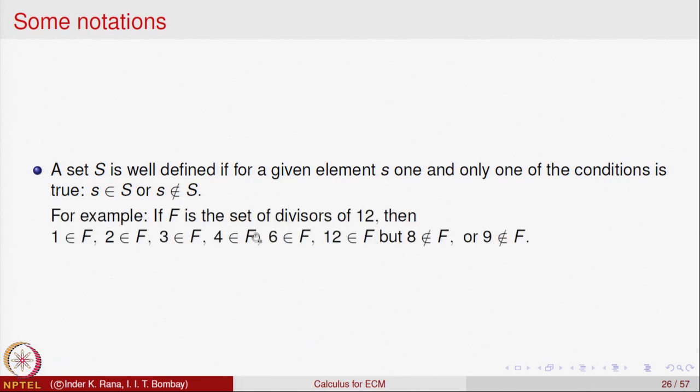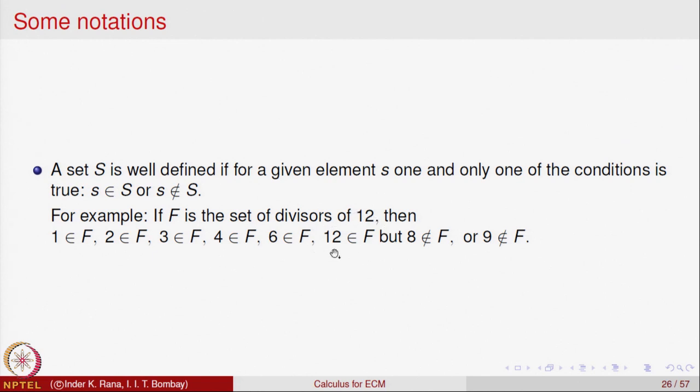So, for example, if F is the set of all divisors of 12, okay. Here you should understand what a divisor is: something that divides 12. So, 1 divides 12, 2 divides 12. So, 1 belongs to F, 2 belongs to F, 3 belongs to F and so on, okay. 6 belongs to F, 12 belongs to F. So, these are all divisors of 12.